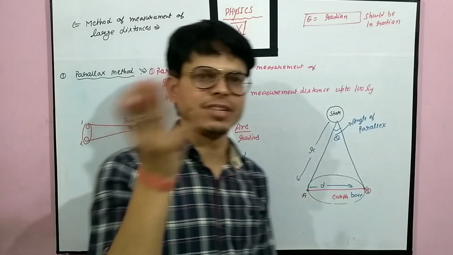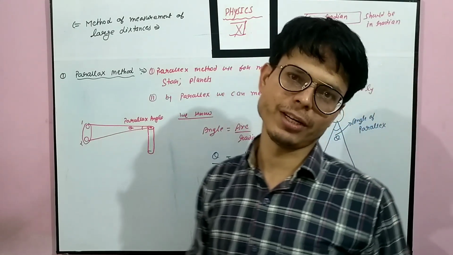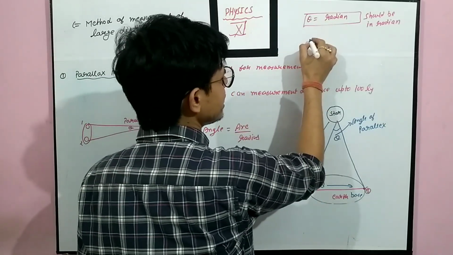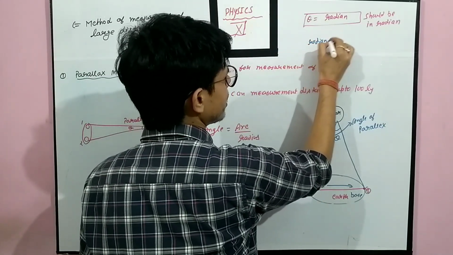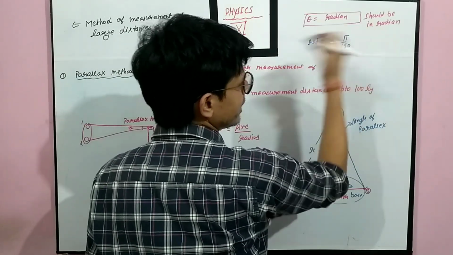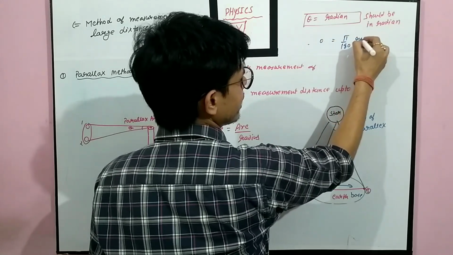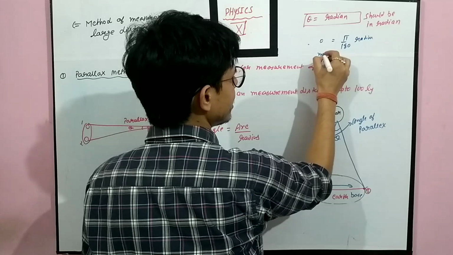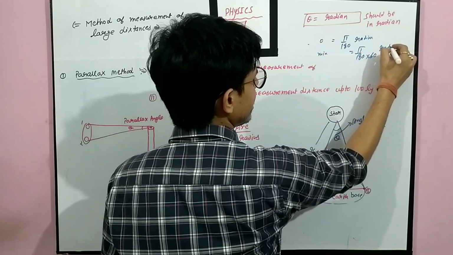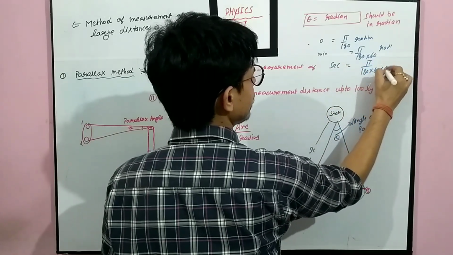In the previous lecture we have discussed how to convert from degree to radian, from second to radian, from minute to radian. Here you have to use that. If you want to change degree to radian, it is pi upon 180 radian. If you want to change minute, it is pi upon 180 into 60 radian. If you want to change second, it is pi upon 180 into 60 into 60 radian.